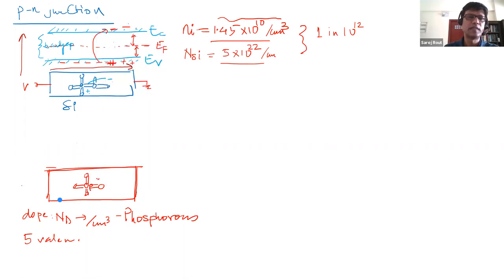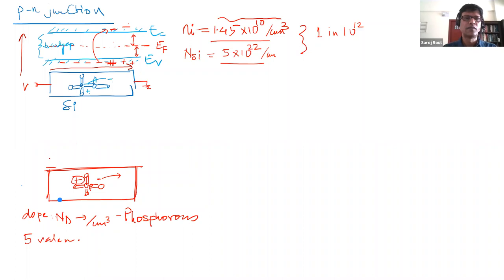Okay, but when this one leaves for conduction, it actually leaves a positive charge, but this is an immobile positive charge. Unlike in the silicon, it is immobile silicon charge. That means it cannot move. It'll have a positive charge, but it'll just stay there.